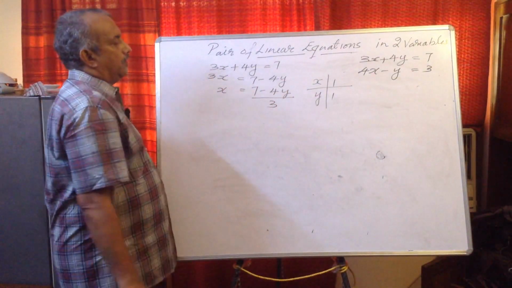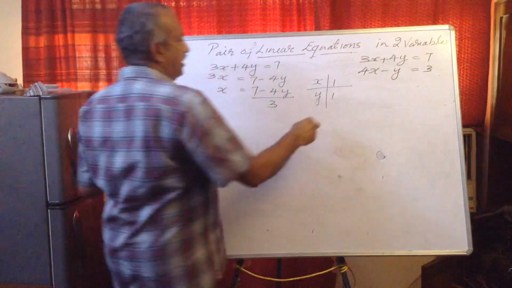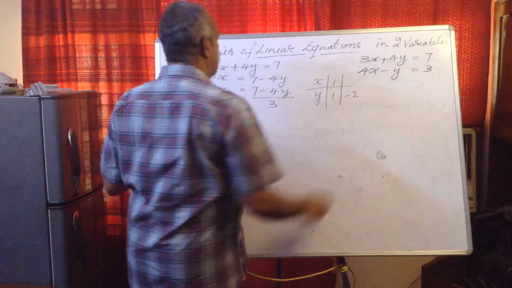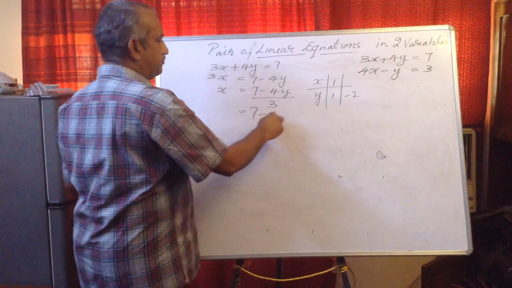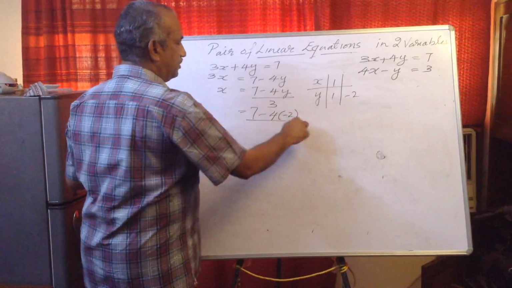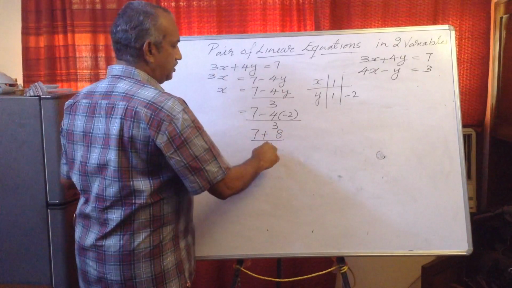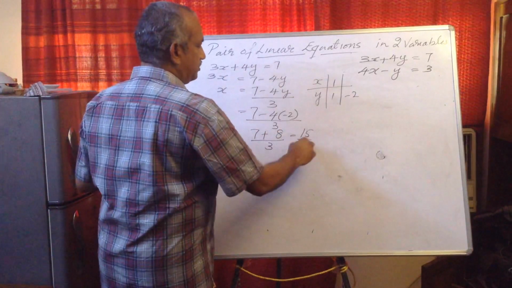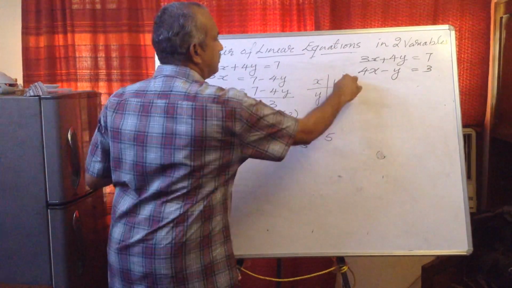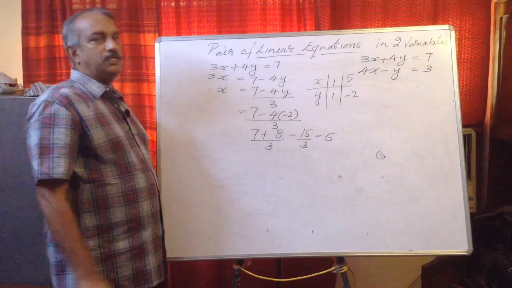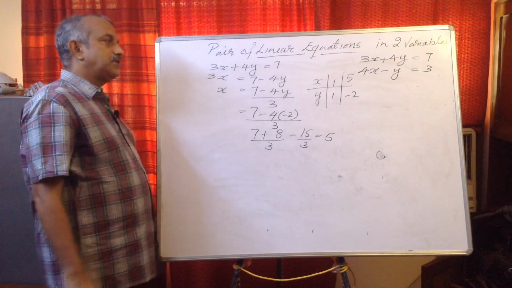Now I am going to take y is equal to minus 2. See, this is 7 minus 4 into minus 2 upon 3. 7 plus 8 upon 3. So 15 upon 3 is equal to 5. So when it is minus 2, it is 5. So these two solutions I am going to use.